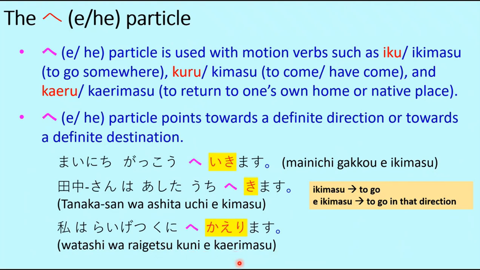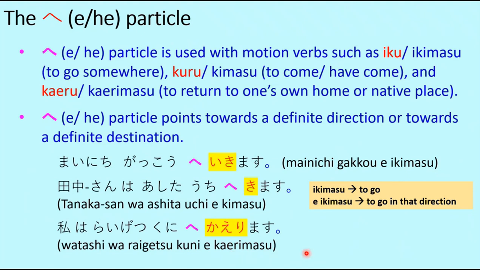So this is the difference between ikimasu, kimasu, kaerimasu. Ikimasu means simply to go. Kimasu means to come, and the speaker is at that place and either he has come to that place from somewhere or someone else is coming to his place. Tanaka-san, for example. And kaerimasu is to return back to one's own home country.